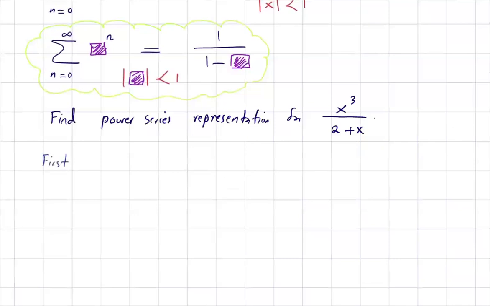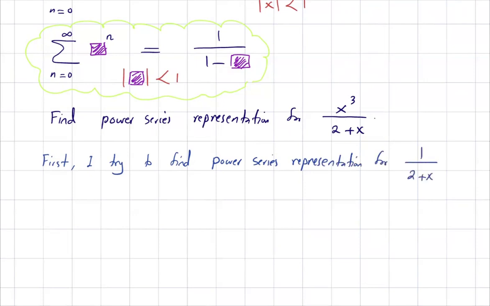First, I try to find the power series representation for 1 divided by 2 plus x. Why is that? Because it has a similar pattern to the summation of the quantity to power n, which is 1 divided by 1 minus that quantity. Let us do a little bit of algebra.